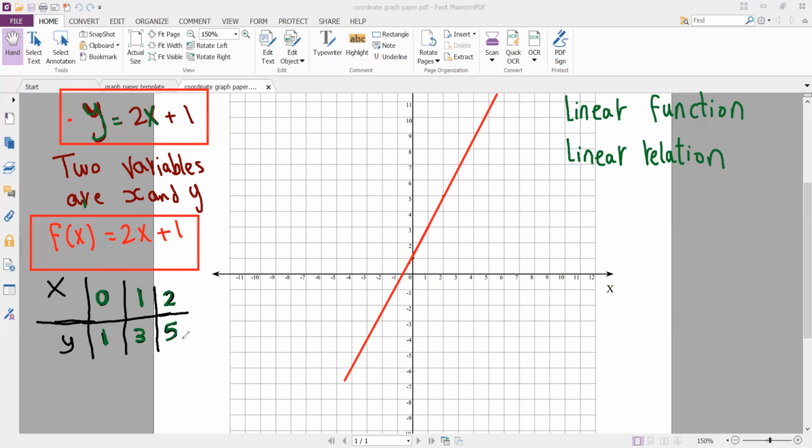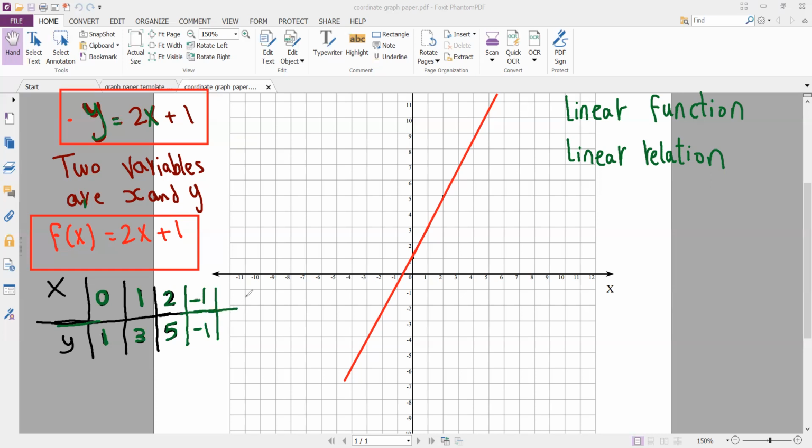And some students get confused saying, Mister, why did you take 0, 1, and 2? Actually, we can take any value. We can take a value like -1. So, Omar, what is the value of y when x equals -1? 2 times -1 is -2, plus 1 equals -1.